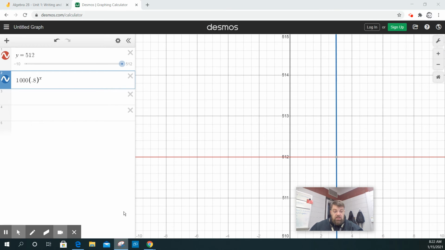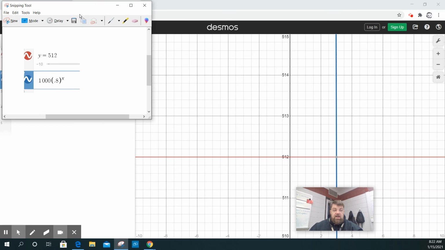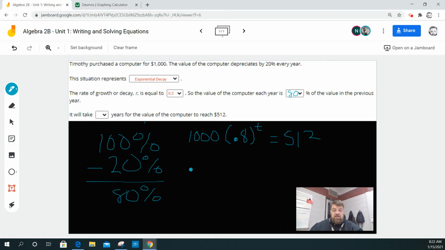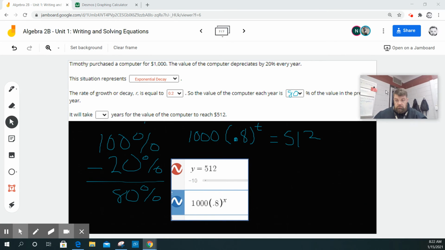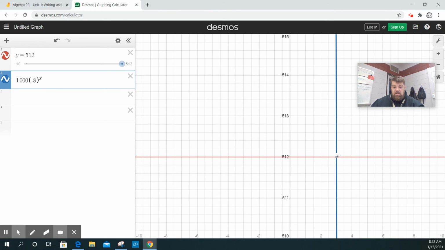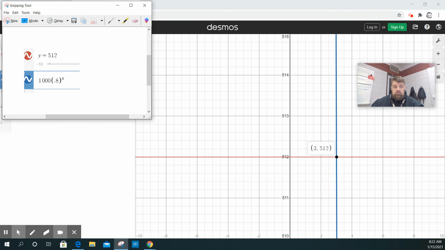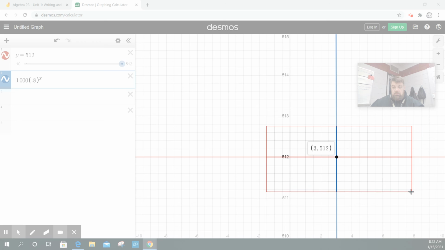So what I'm doing that you can't see on your screen, but you're going to in a second, is I'm just in Desmos graphing this. So this is what I graphed in Desmos. Okay. I just put that in Desmos, and then what I did is I am finding out where those two graphs intersect.